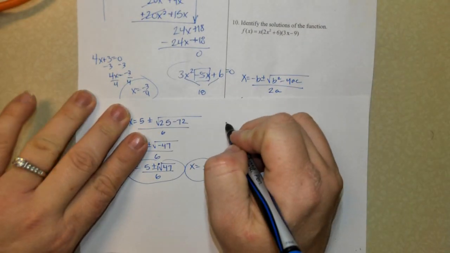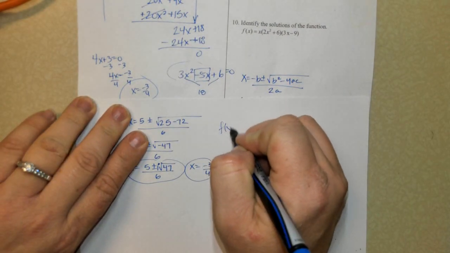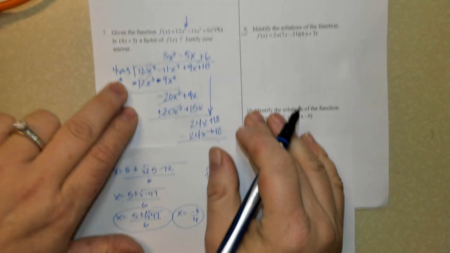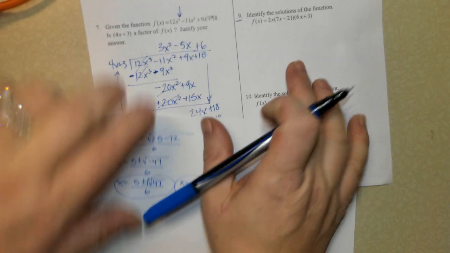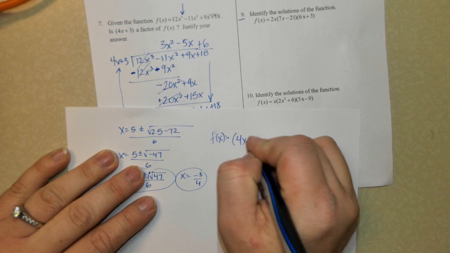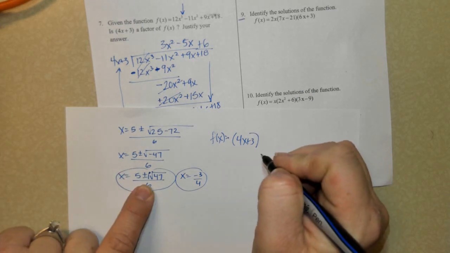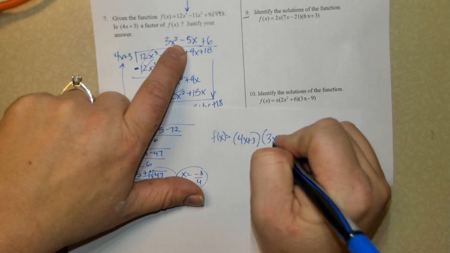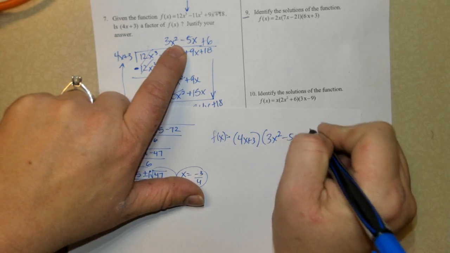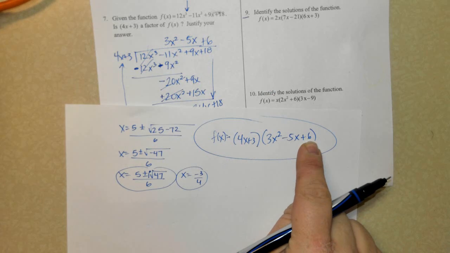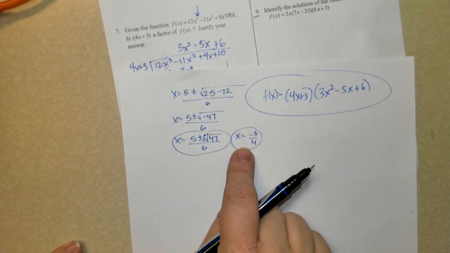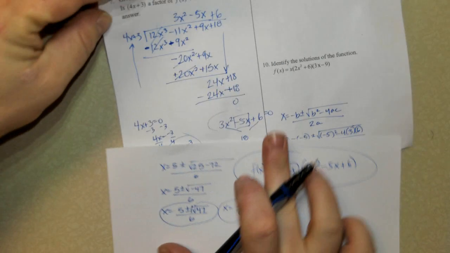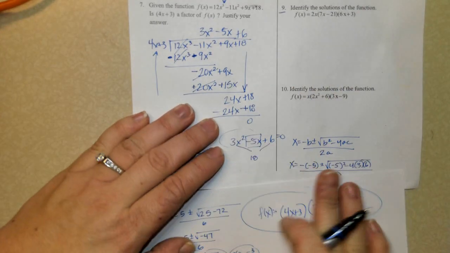Factored form. Then it would look like this. F of x equals, okay, this is one factor. We've already proved that this is a factor, so I'm going to write 4x plus 3. Now, how do I write this? I go back to what it was up top: 3x squared minus 5x plus 6. Factored form, identifying the solutions. Those are just additions to this problem that I want you to understand.